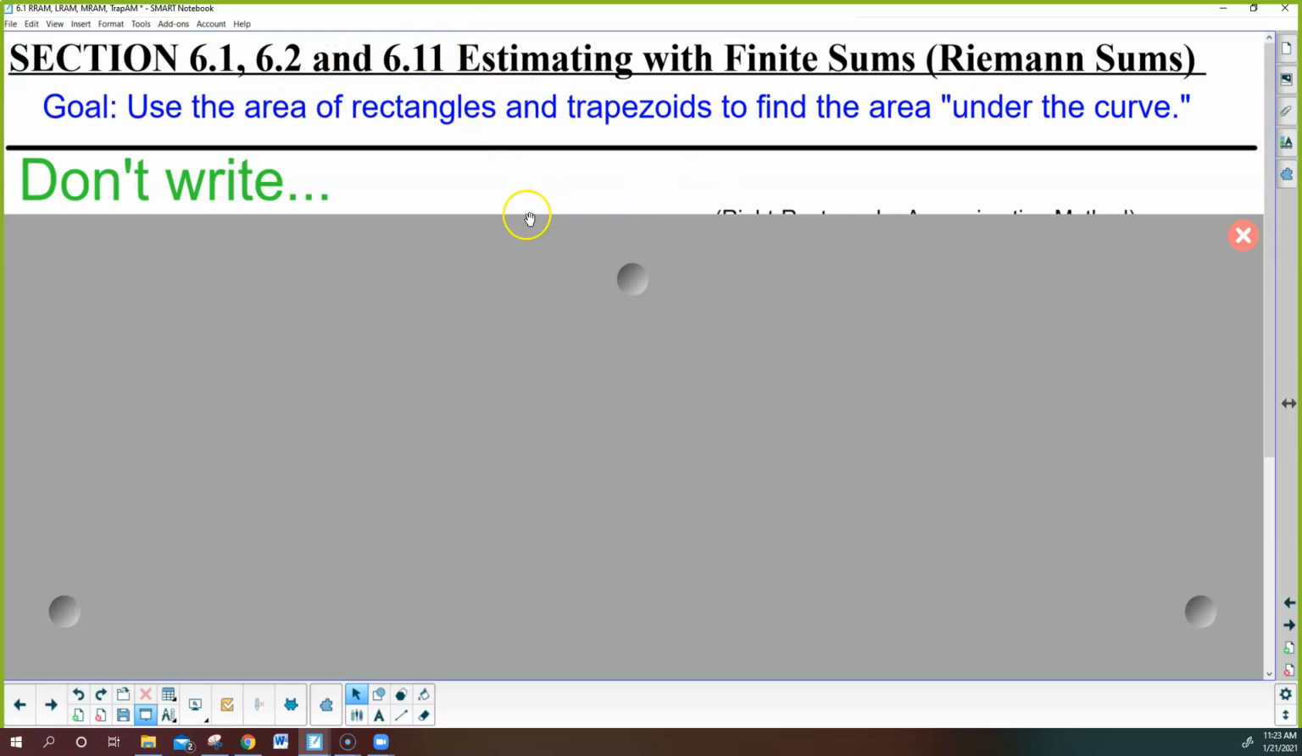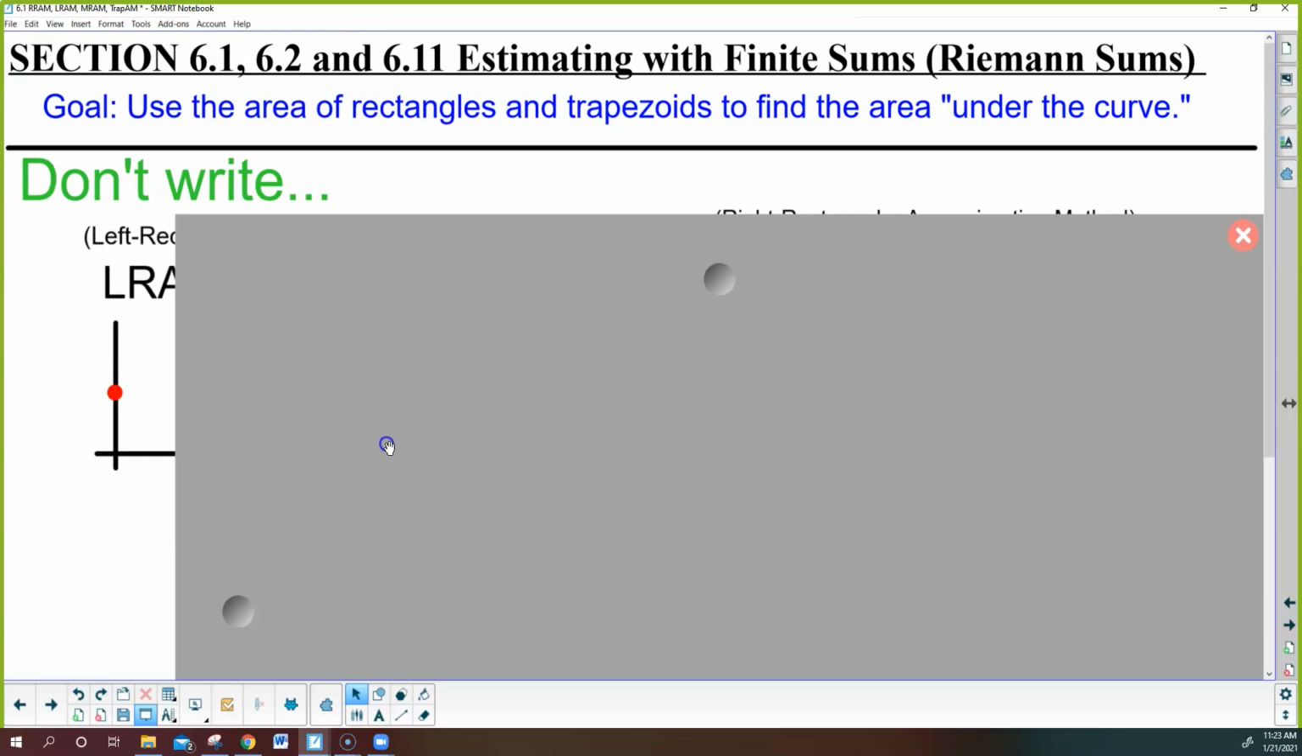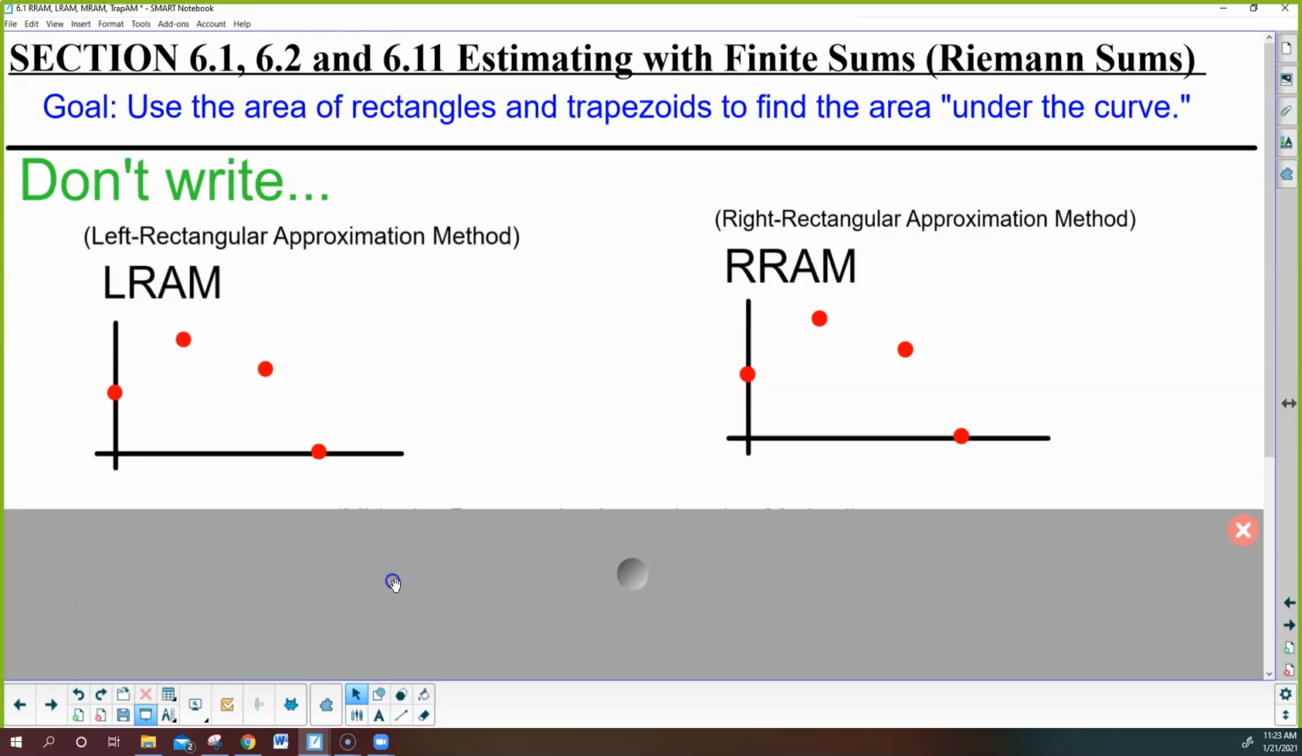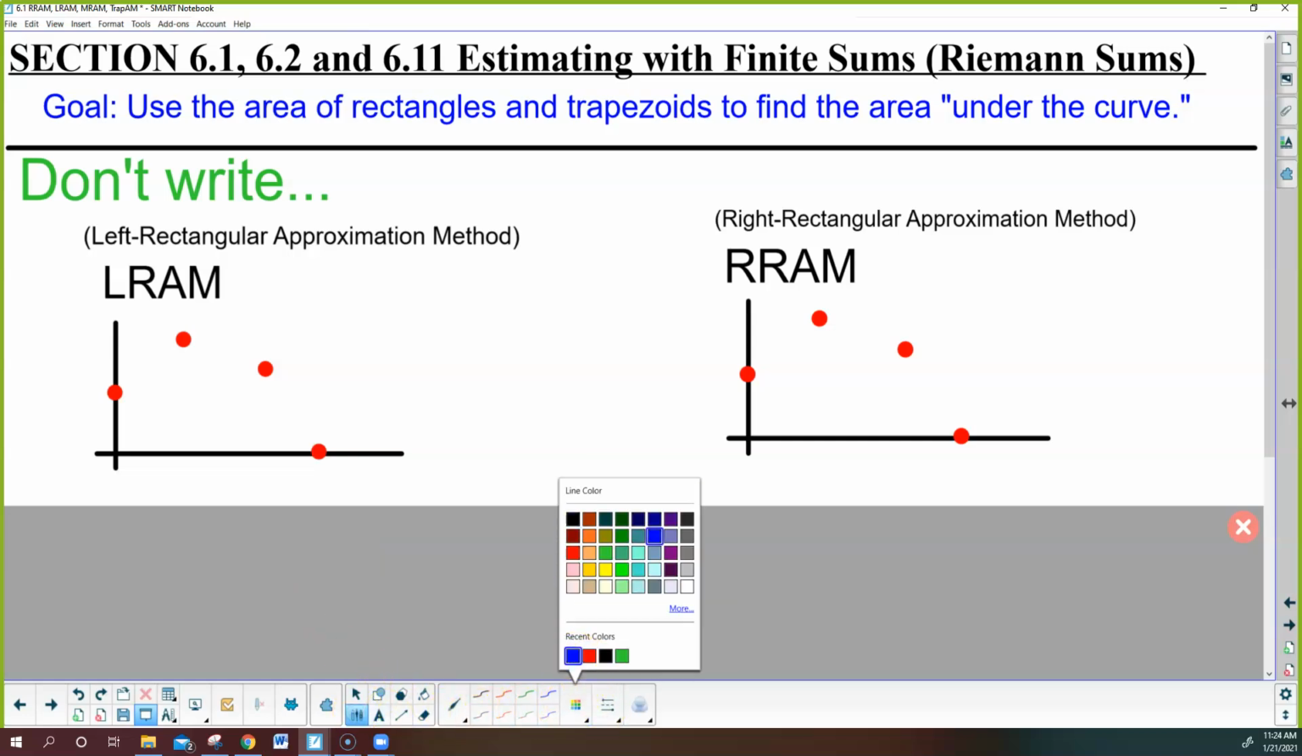So go ahead and write the title. I have some things that we're going to be doing, but I just want to share with you quickly what we're doing and how it looks visually. So you kind of have this nice visual appearance before we start going over the problems. So don't write any of this stuff that I have down here.